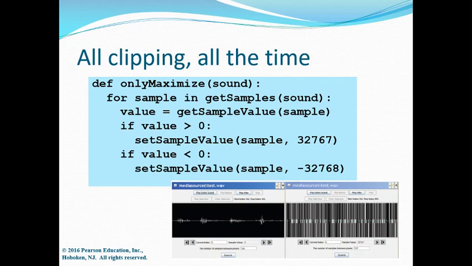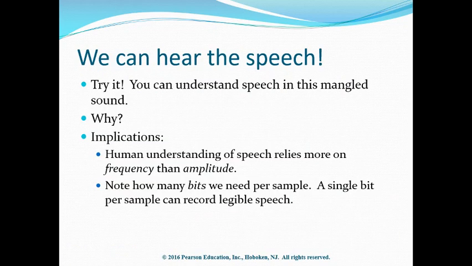So we can say maximize sound, and then we can go through each sound value, and if the value is greater than 0, set it to the highest number, and if it's less than 0, set it to the lowest number. Then we can see in this example, which you guys can take, it converts this nice looking wave file into something that looks more like a barcode because of how we're setting the sample values. We can still hear the speech. Try it. You can understand speech in this mangled sound.